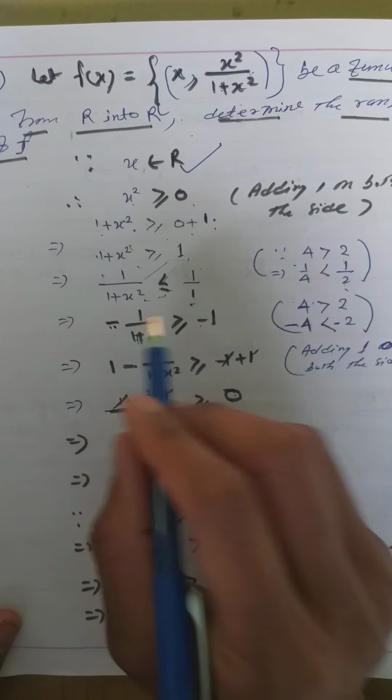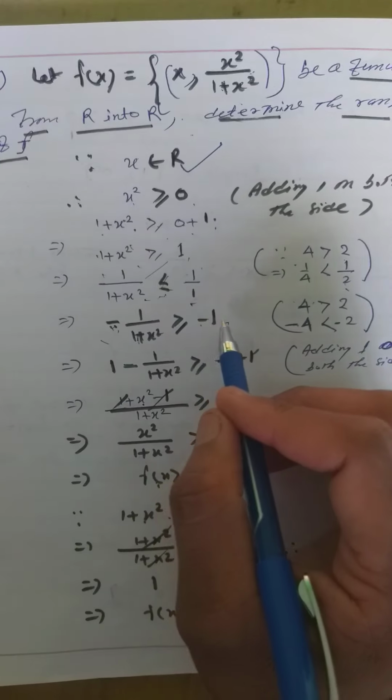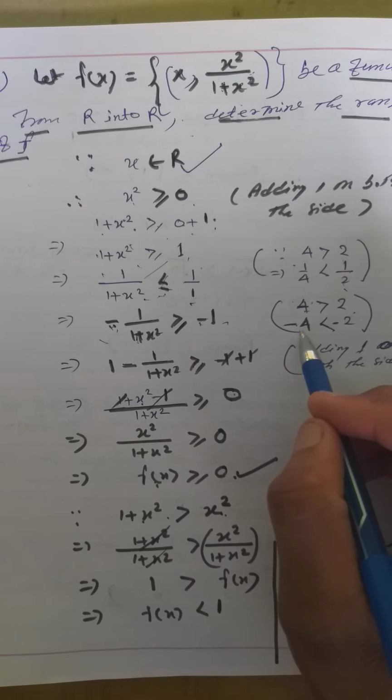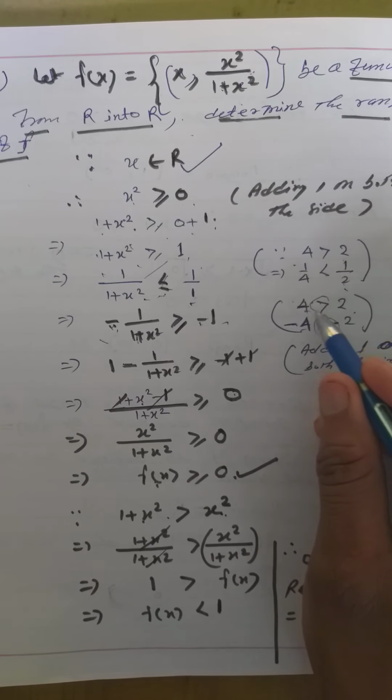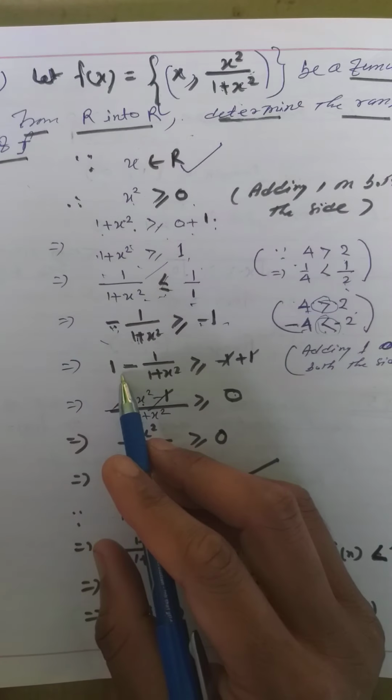Okay. Multiplying by a minus sign on both sides, the sign will be changed, as if 4 is greater than 2, then minus 4 will be less than minus 2. This sign is being changed. Okay. Now adding 1 on both sides, there will be no change.